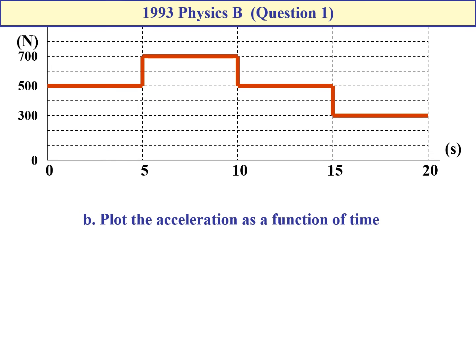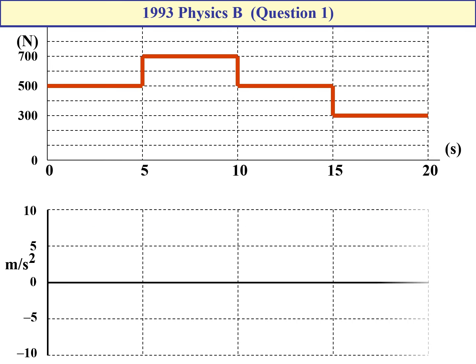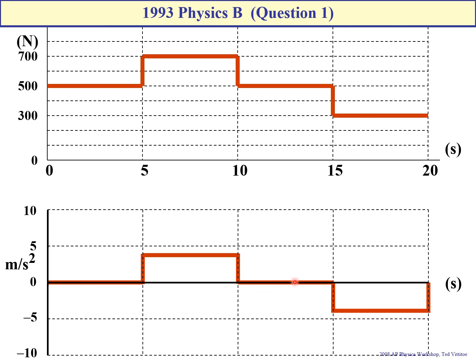Now we're going to use this and find the acceleration versus time graph. Well, we said for the first 5 seconds it's going to be 0, for the next 5 seconds it's going to be 4, for the middle 5 seconds it's going to be 0, and then the last 5 seconds it's going to be negative 4. So that's what our acceleration versus time graph would look like.